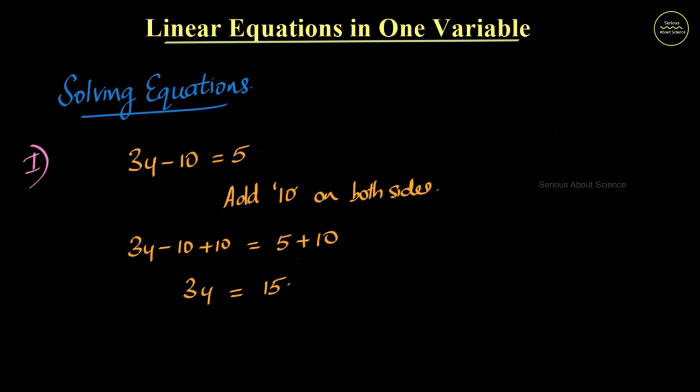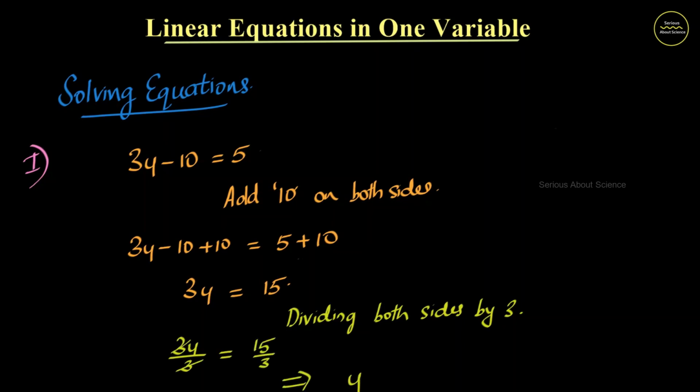Now we can see that on the left hand side there is a product relation. There is a product of 3 and y. Now I need to eliminate this 3 term. For eliminating 3, I should divide the expression. So let us write dividing both sides by 3. Dividing both sides by 3, I can write the equation as 3y by 3 is equal to 15 by 3, or it is y is equal to 5. So this is the first method in solving equations. So whatever operation you do on one side, you should repeat the other side also.